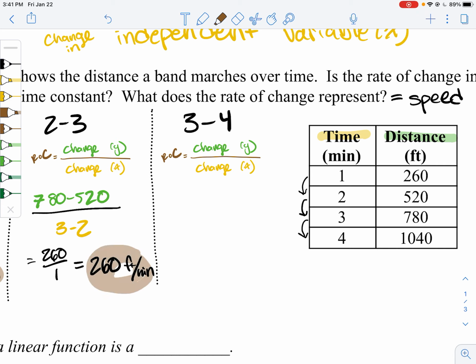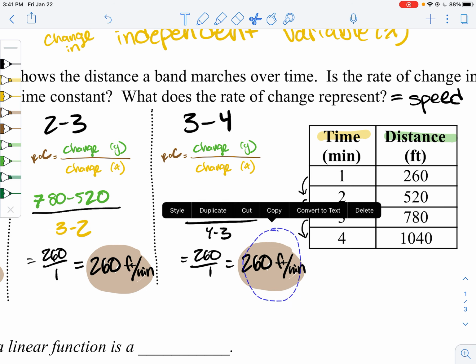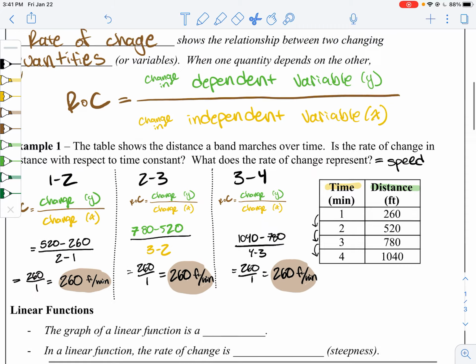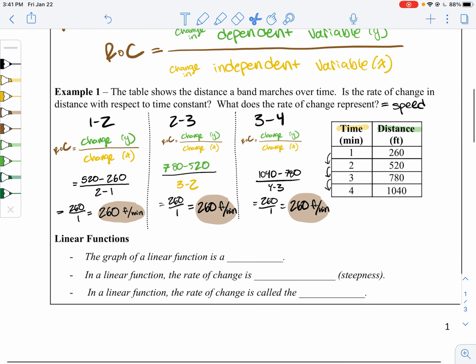I like this. Oh, and spoiler alert, yes. You end up doing 1040 minus 780 all over 4 minus 3, which is 1, is 260 over 1, is 260 feet per minute. Woo! So it is the same the whole time. They're marching at the same speed all day. Good job, guys. Good endurance.